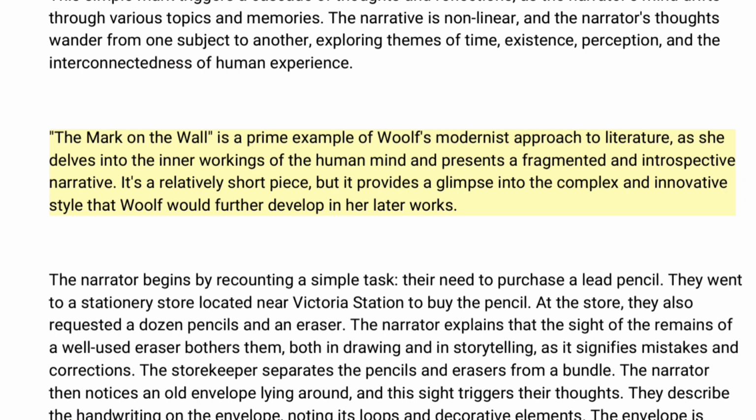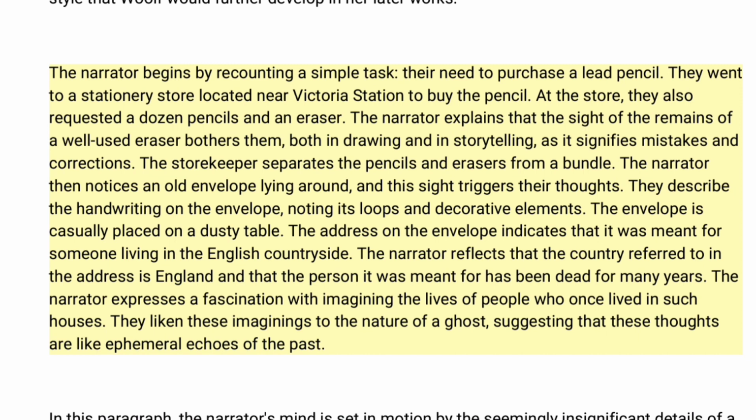The narrator begins by recounting a simple task: their need to purchase a lead pencil. They went to a stationery store located near Victoria Station to buy the pencil. At the store, they also requested a dozen pencils and an eraser. The narrator explains that the sight of the remains of a well-used eraser bothers them, both in drawing and in storytelling, as it signifies mistakes and corrections. The storekeeper separates the pencils and erasers from a bundle.